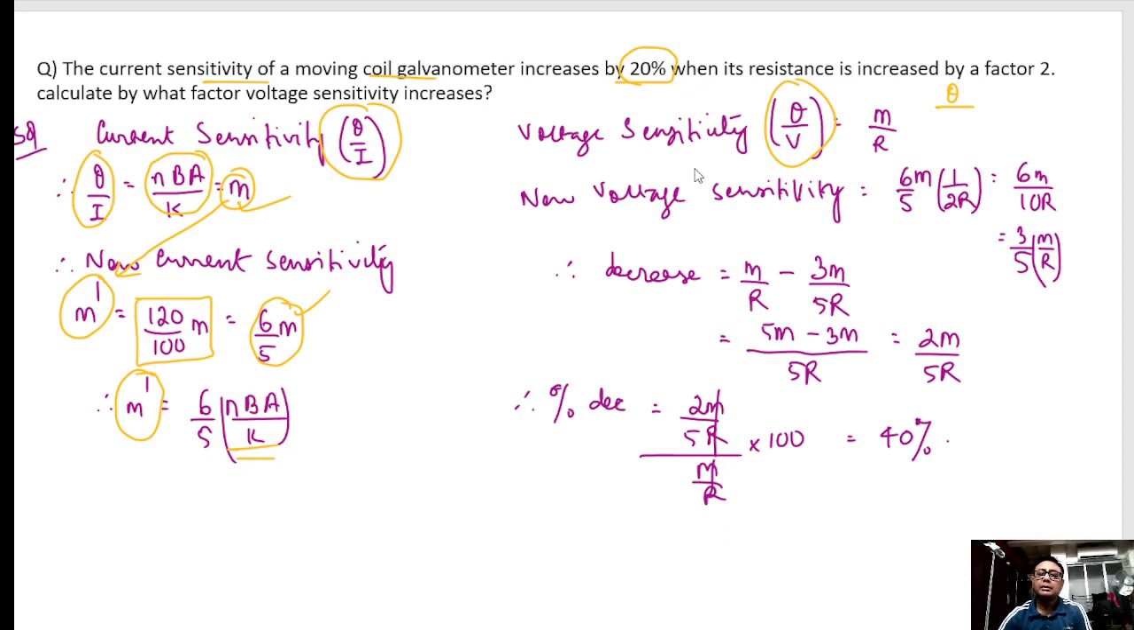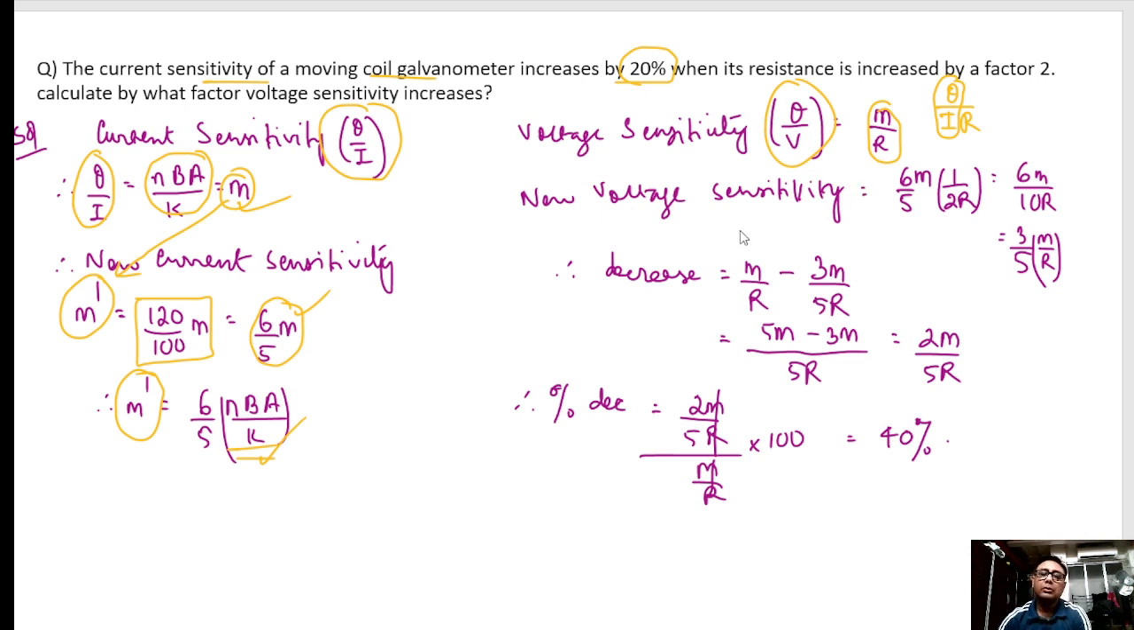Okay friends, so here as you can see, the new current sensitivity has become 6 by 5 M, and M is what? NBA by K. Voltage sensitivity is theta by V. So theta by V is what? V is IR. So this is my current sensitivity, which I have taken as M. So it is M by R.